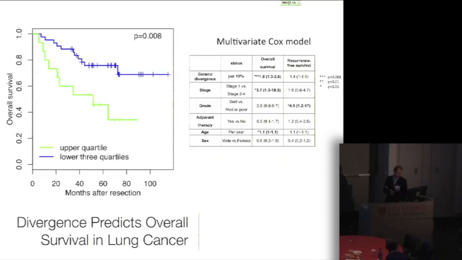Okay. So and here's the survival curve for these patients. So the most divergent tumors, the ones with the most diversity, are in the green line. That's the upper quartile of diversity, and the blue line is the patients with the lower diversity. So what we're seeing is an overall survival dramatic difference between these 2 groups.